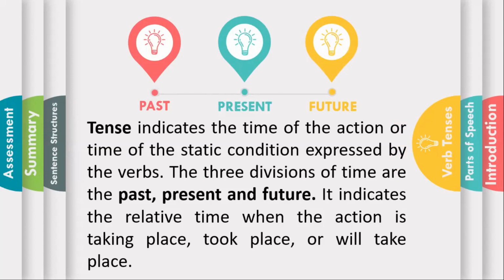Some grammarians classify tense into two. We have the simple and the progressive. So the verb changes in form to show changes in time.